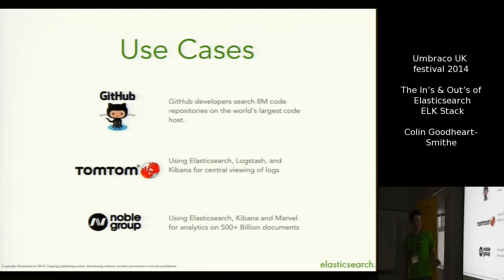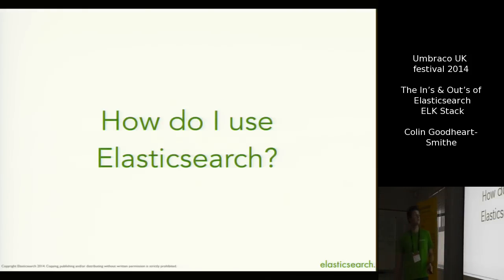There's a company called Noble Group who are using Elasticsearch, Kibana, and Marvel. Marvel is a plugin for Elasticsearch, which allows you to monitor the Elasticsearch cluster itself and provides historic data on what's happened to your cluster. So if you're having issues with running search requests, you can start investigating why they might be happening. And they're doing analytics on, well, they're scaling up to over 500 billion documents. So quite a lot of data going into that use case.